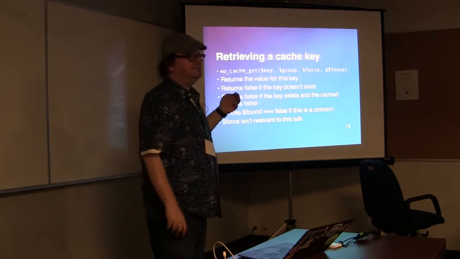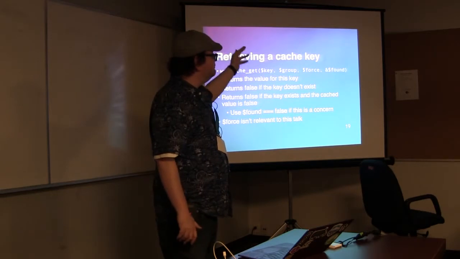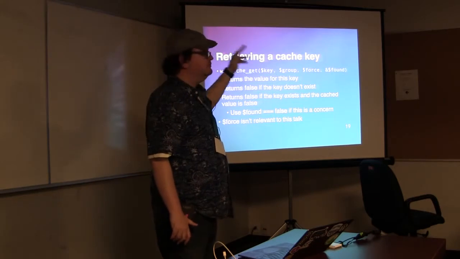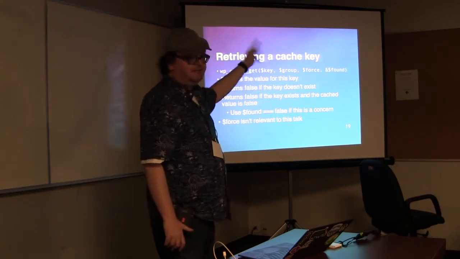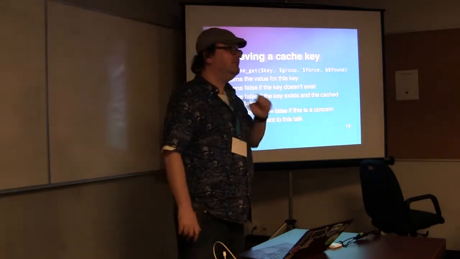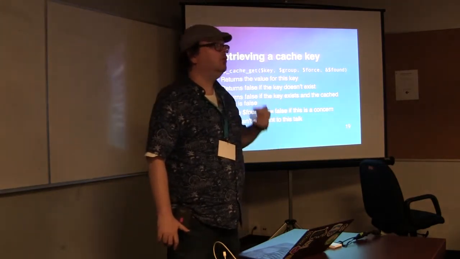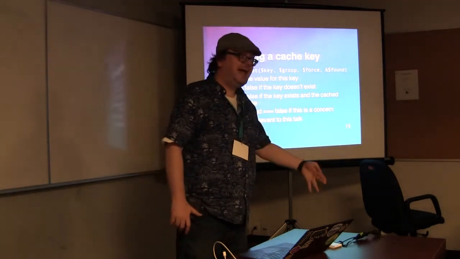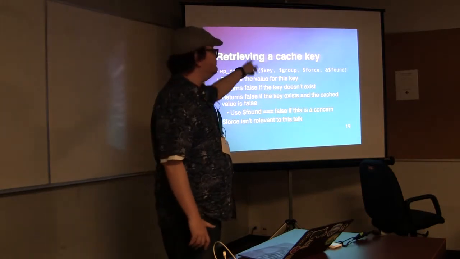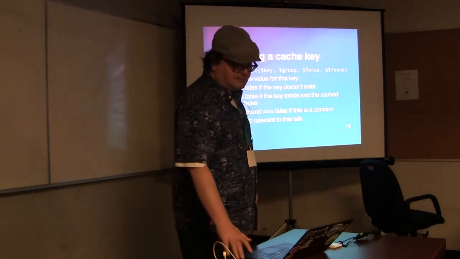Then, to get your data, you use wp_cache_get. Key, group, force, reference to found. The key and group we already know. Force, we don't care about in this context. Found is a reference because wp_cache_get will return the value of the key, or false if the key doesn't exist in the cache, or false if the key exists in the cache but you set it to the value false. If that matters to you, then you need to pass that reference to found and check it, rather than triple equals false.